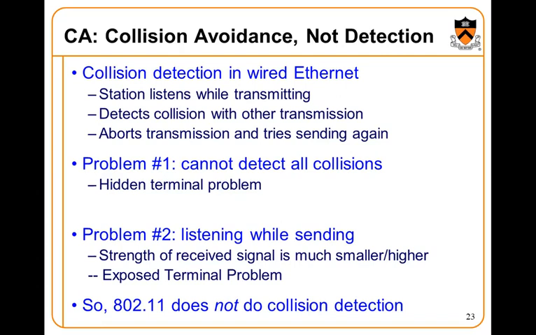So here is a problem. That problem is called the hidden terminal problem, where we cannot detect all the collisions at the same time. Another problem here is that the strength of the received signal is sometimes much smaller or higher, so that you are exposed to those signals. That's why you couldn't transfer your data. If you are exposed to those signals, then there is again a possibility of a collision.